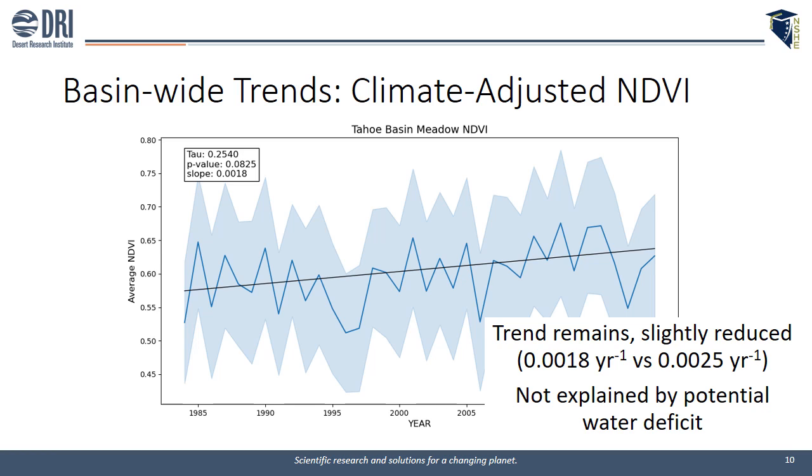But what this indicates is that this rising trend is not completely explained by changes over time in the potential water deficit, the difference between precipitation and evapotranspiration, but there are other processes driving it. Those processes can be some of the ones that we talked about earlier, the changes in temperature, changes in growing season, but they could also be just changes in the meadows themselves.